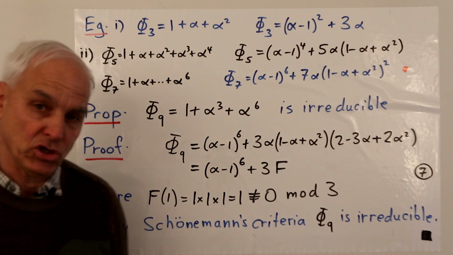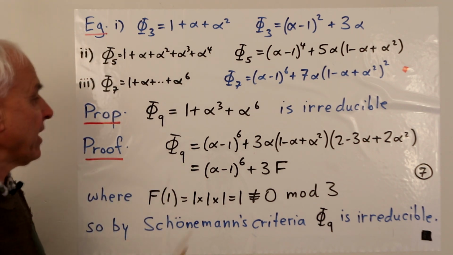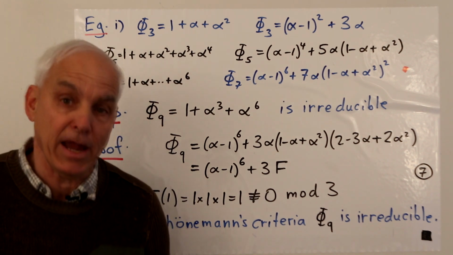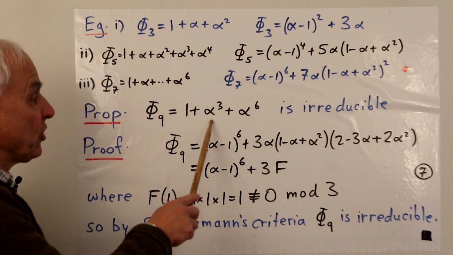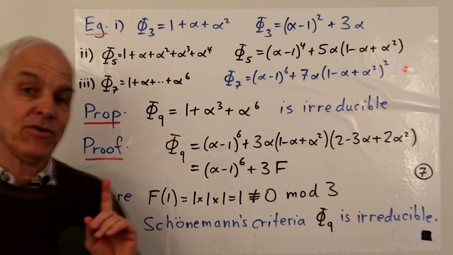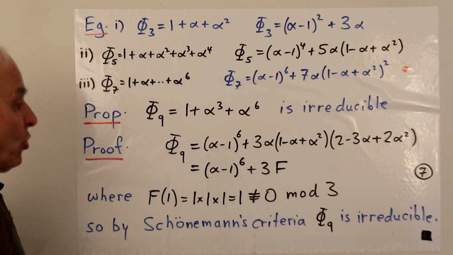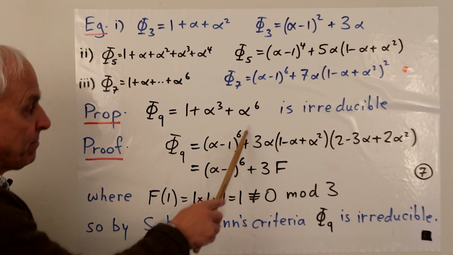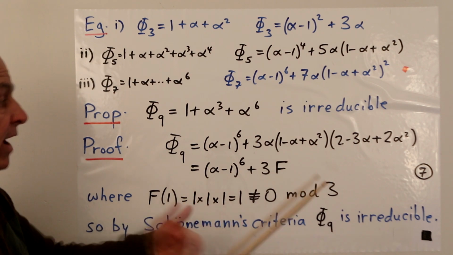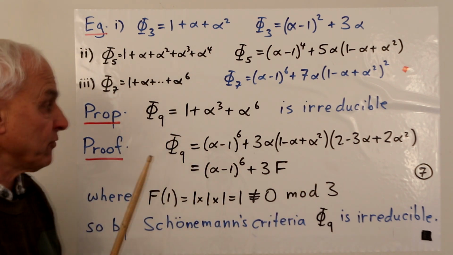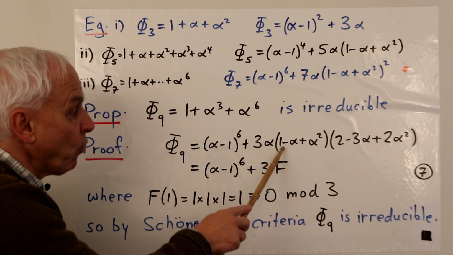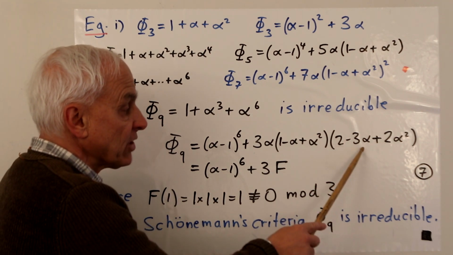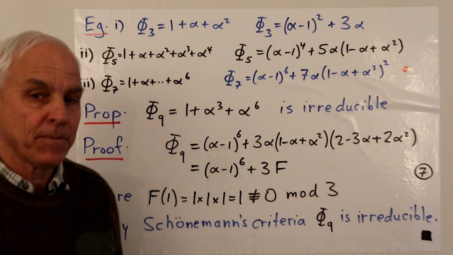As another application of Schoenemann's criterion, let's look at a case where we're not having a prime, but say phi sub 9. Phi sub 9 is 1 plus alpha cubed plus alpha to the 6th, and the claim is that that is also irreducible. So if we try to apply the same reasoning, we might try to write it as (alpha minus 1) to the 6th, because it's of degree 6, and then there'll be something left over, and we can calculate what that is. It's 3 times alpha times (1 minus alpha plus alpha squared) times this more curious factor, 2 minus 3 alpha plus 2 alpha squared.